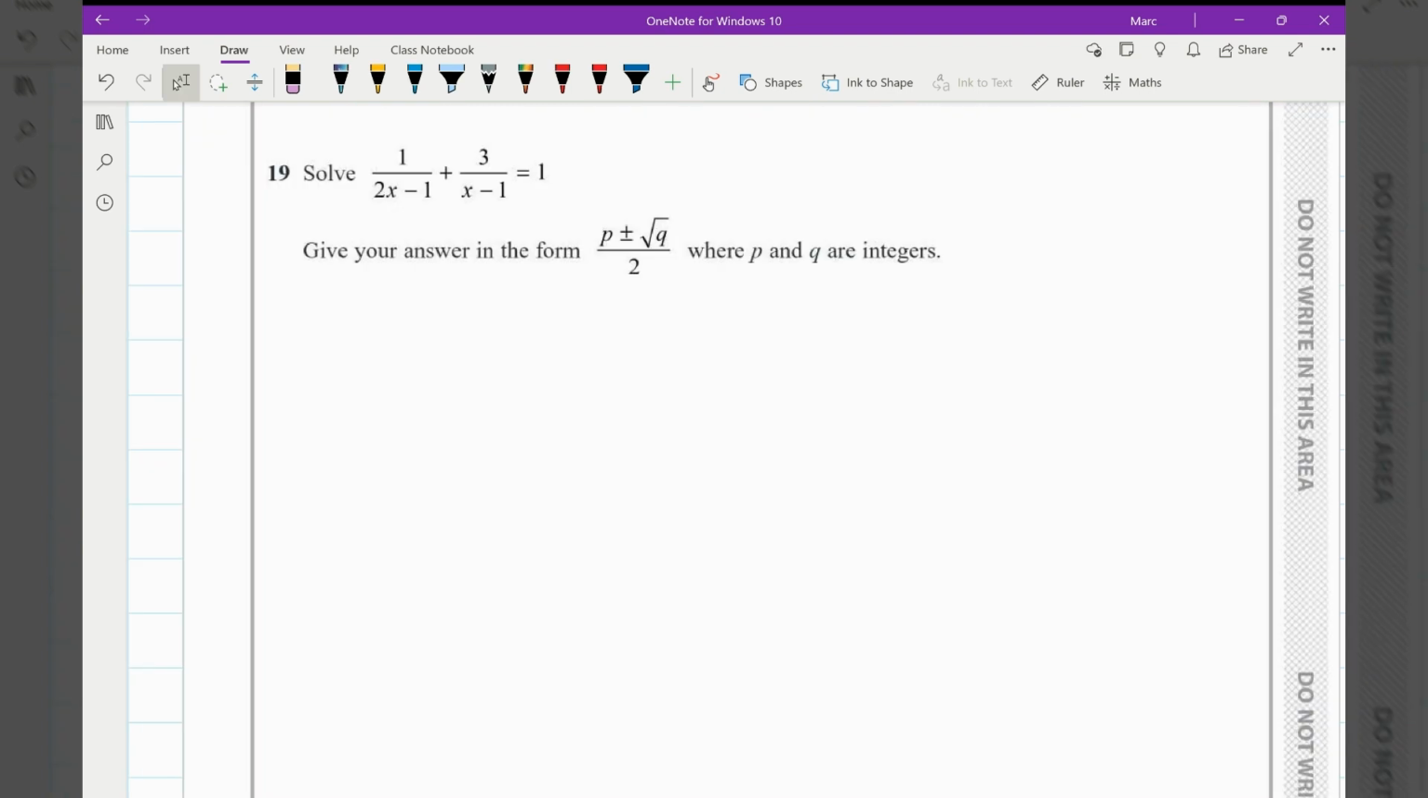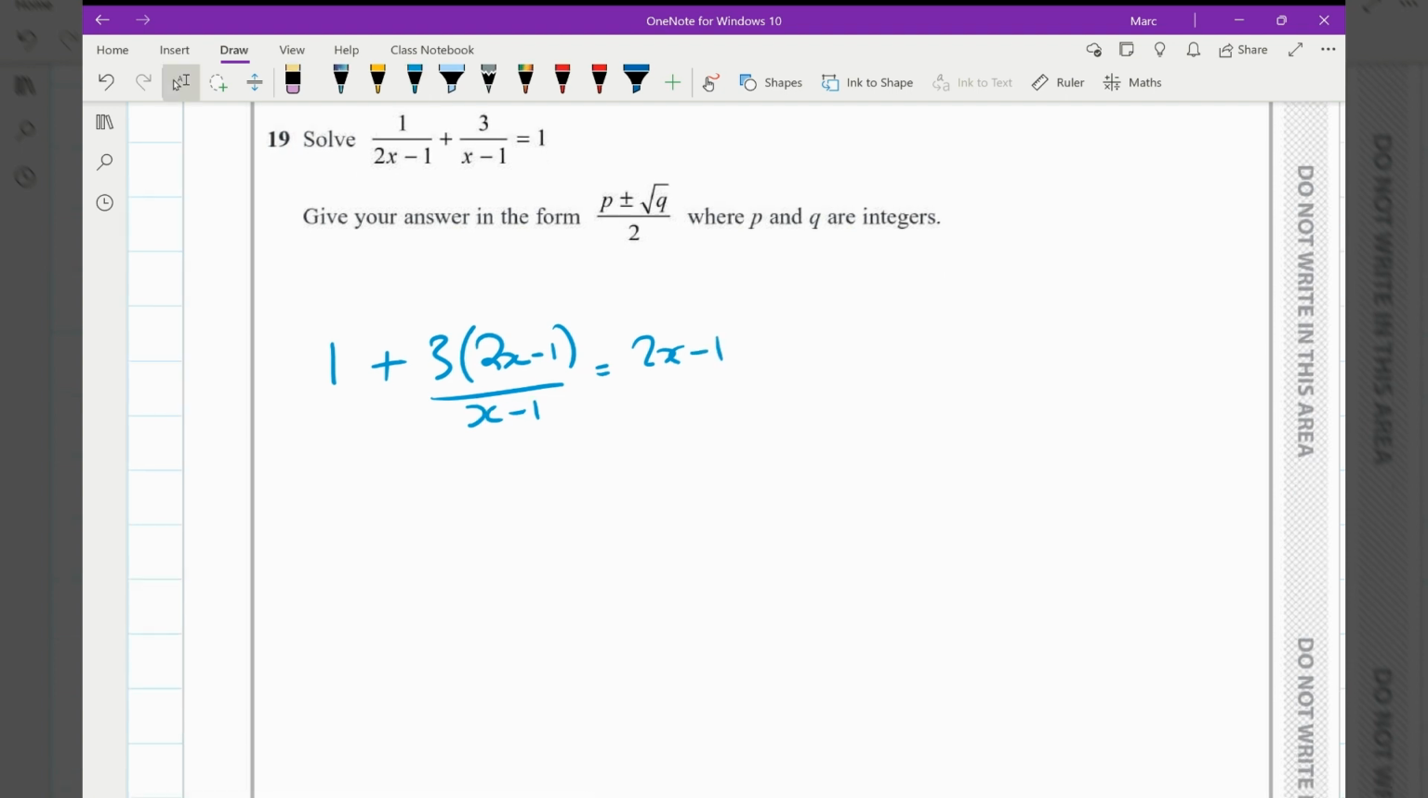Question 19. Okay, so for this one, this is probably not the best way to go about it. This is the way I'm going to do it. I'm going to start to remove these denominators. So by multiplying by 2x minus 1, that first term becomes 1, plus 3 lots of 2x minus 1, and that's still over the x minus 1, and that equals 2x minus 1. So all three parts have been multiplied by 2x minus 1.